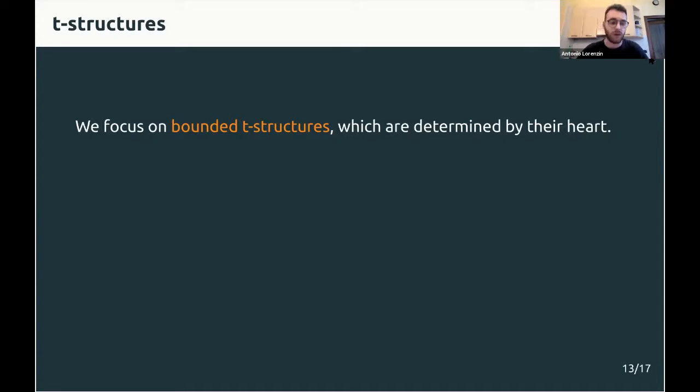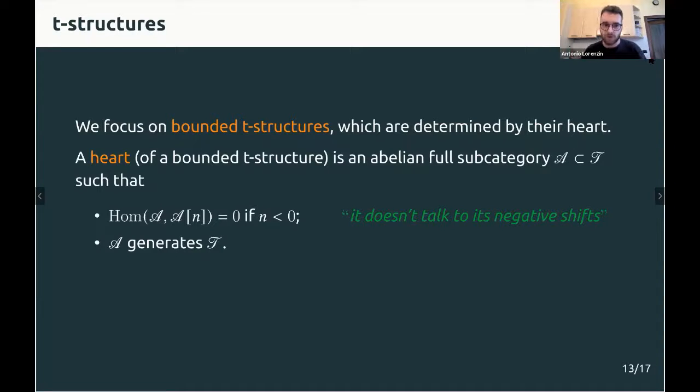So instead of telling you the definition of t-structure, which may be a little bit misleading or also incomprehensible, I just give you the definition of a heart. A heart of a bounded t-structure is an abelian full subcategory A of T, such that it doesn't talk to its negative shifts. So whenever we have a morphism and this shift is negative, the morphism will be 0. And the second property is that A, in fact, generates the whole triangulated category.